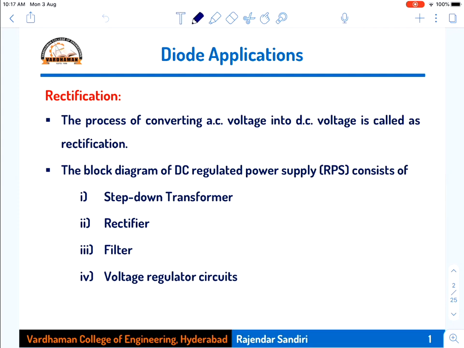The block diagram of a DC regulated power supply, in short RPS, consists of a step down transformer, then rectifier, then filter, and the last block is the voltage regulator. After this voltage regulator, we connect the load. The purpose of the regulated power supply is to convert AC to DC, so that the DC can be applied to any electronic circuit that requires it. The DC can be 5 volts, 9 volts, 12 volts or so.